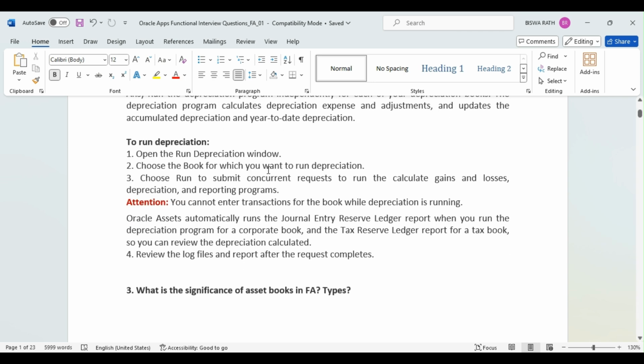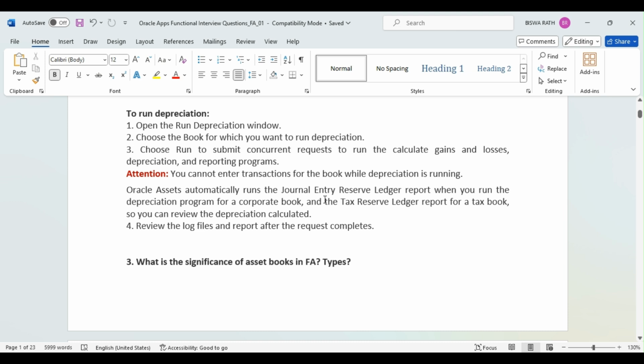So how we can run the depreciation? Basically, you can just open the depreciation window. I mean, you can go down to the asset book, and drop down list. Just click on the depreciation and click on the calculate depreciation. For that month, the depreciation will be getting calculated. Other things like the capital gains and loss based upon the depreciation will be calculated based upon the requirement.